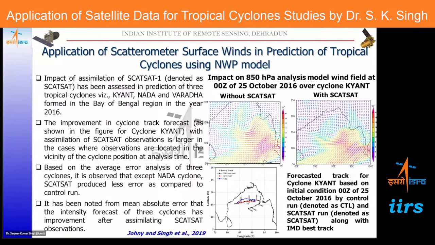So this track has improved after assimilating the scatterometer wind, and we have also found that the mean absolute error of intensity is also reduced. So this scatterometer wind field has had a positive impact on the tropical cyclone track and intensity prediction.